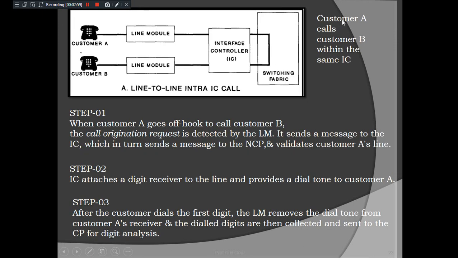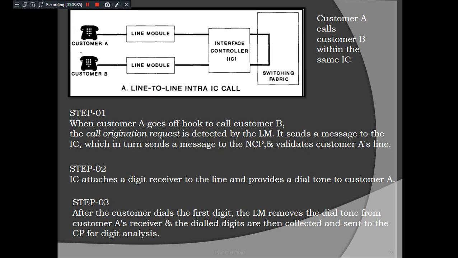Here you can see, assume that customer A is making the call request, and customer B within the same IC is going to receive the call. He is the calling person, he is the called person. In step 1, when customer A goes off hook, means he picks up the handset to call the customer, the call origination request is detected by the LM.